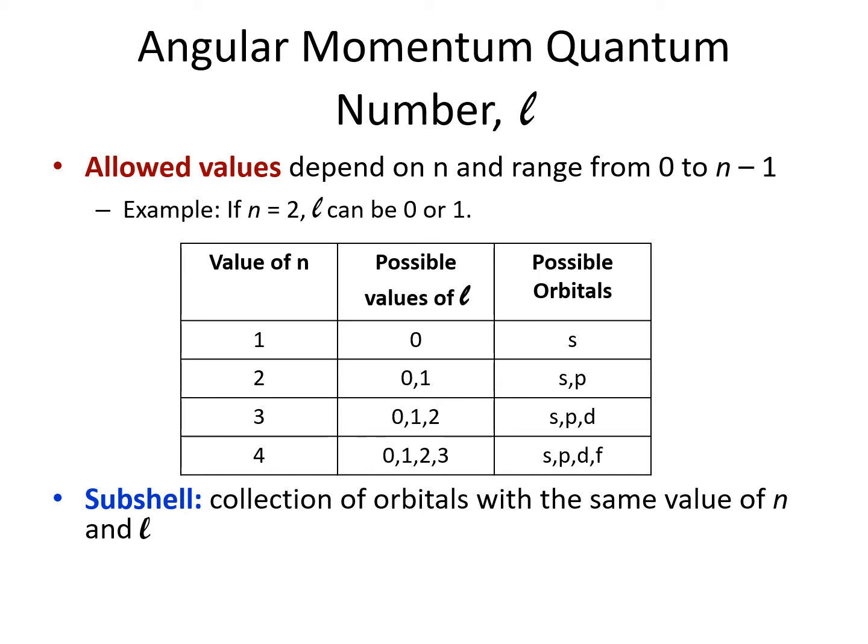When n equals 4, L ranges from 0 to 3, so the fourth energy level contains s, p, d, and f orbitals. There can be multiple orbitals that have the same values for both n and L, so they would be considered to be in the same subshell. For example, there are 3 different p orbitals in the second energy level, and they would all be considered to be in the 2p subshell.